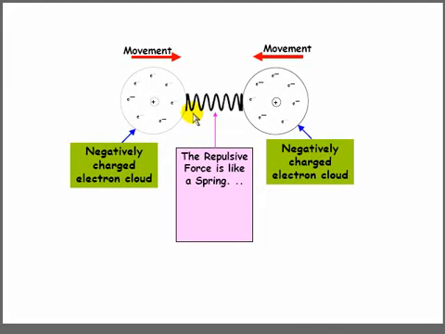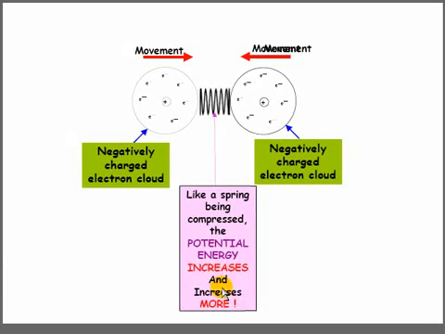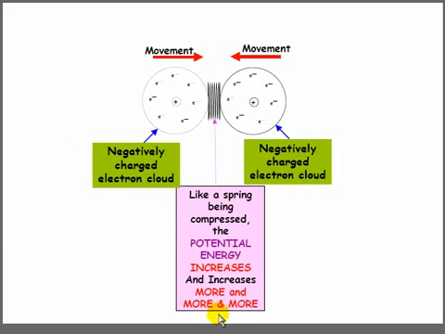This repulsive force can be thought of sort of like a spring. As it goes together, the spring is compressing. It contains stored or potential energy. So like a spring being compressed, the potential energy increases as they go toward each other. More and more and more.